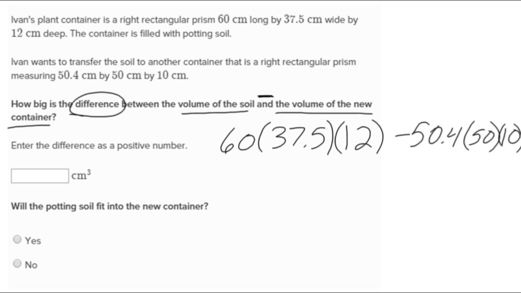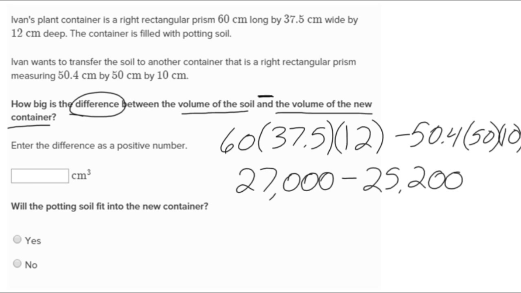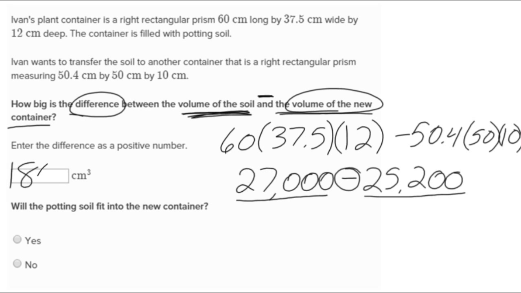Those answers are going to be 27,000 minus 25,200. Let me review what I've done. I have found the volume of the soil right here, and I am subtracting the volume of the new container, which is right there. When I subtract those two amounts, I will get 1,800. So your answer there is 1,800.